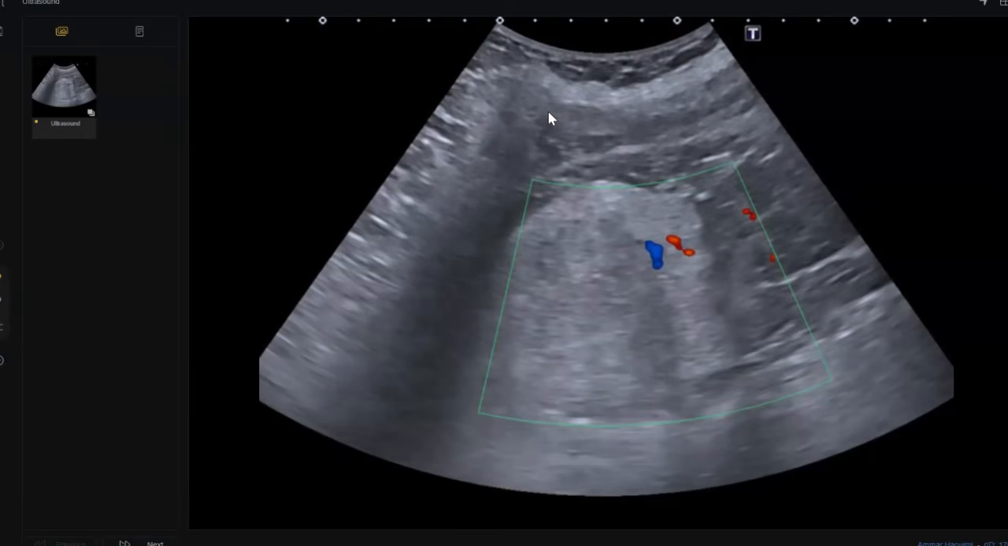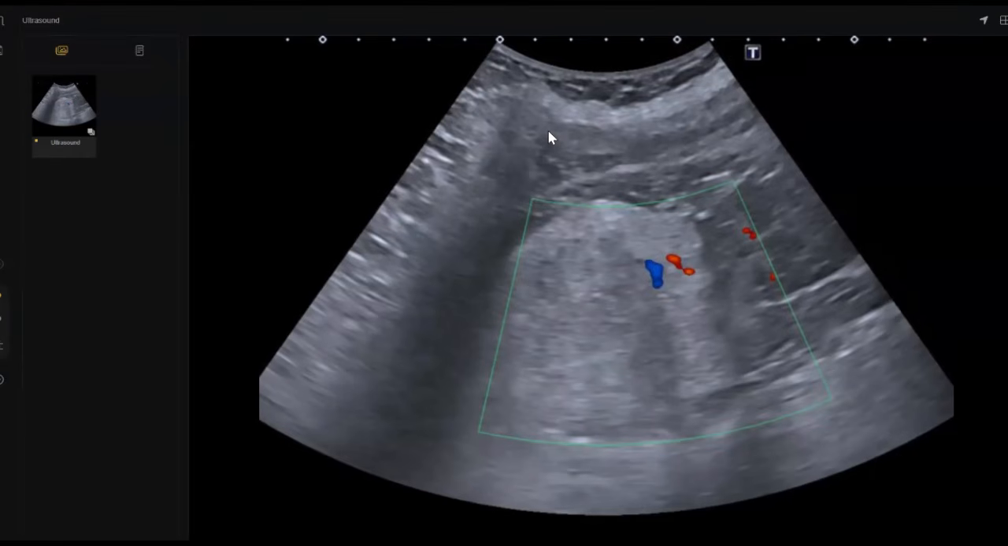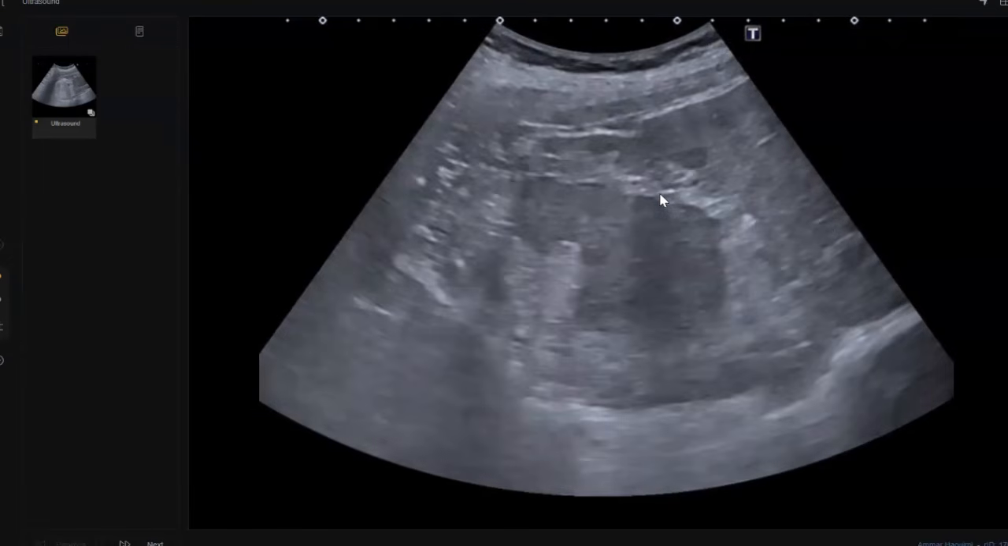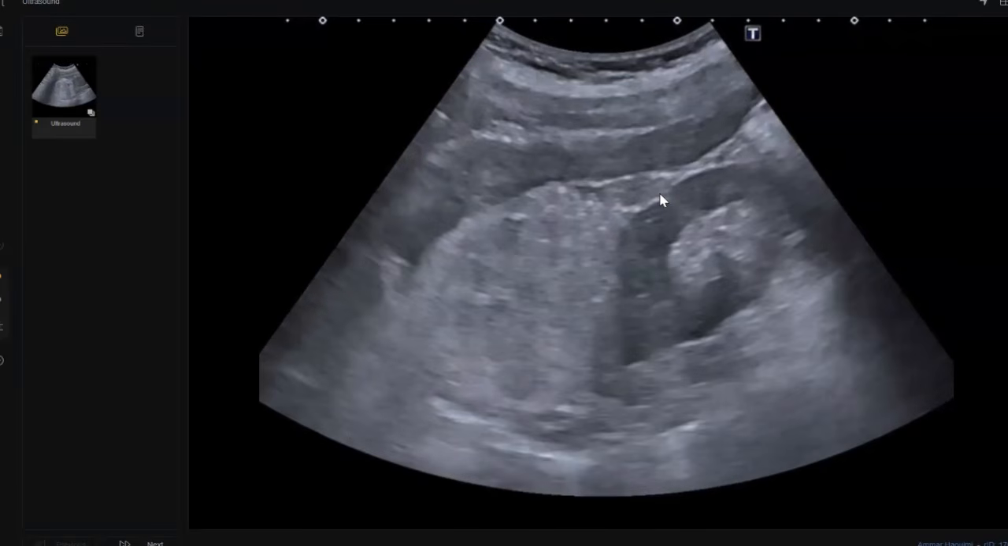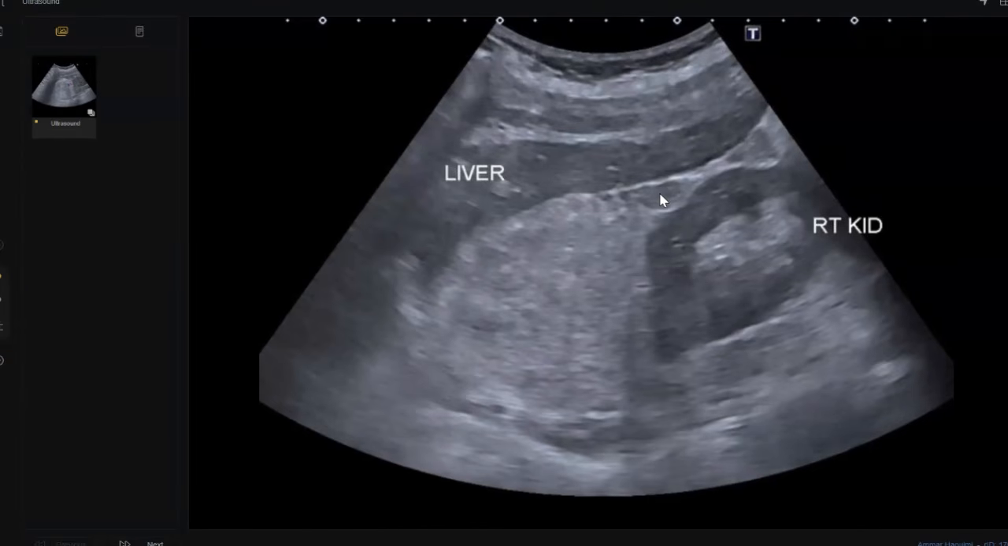It appears to be rather well defined with slightly ragged and irregular edges along the upper pole of the right kidney. There are no internal calcifications, and I would like to scroll further to look at the infiltration of the liver parenchyma, which I think is closely abutting the undersurface of the liver, but it is not frankly infiltrating it. So considering the anatomical location, I am thinking about adrenal lesions.